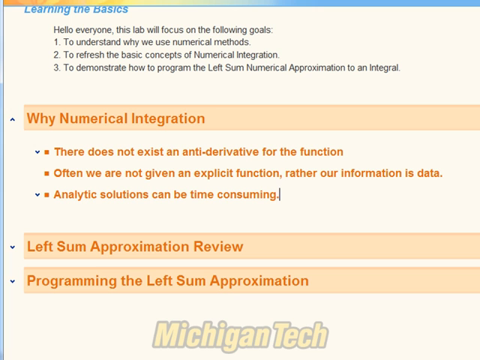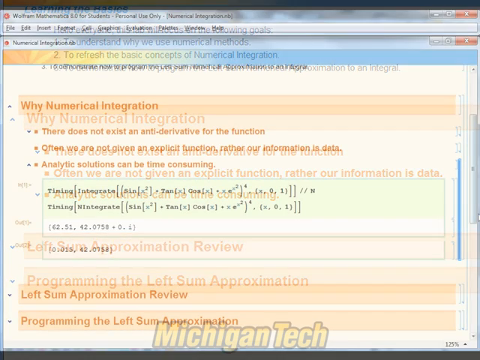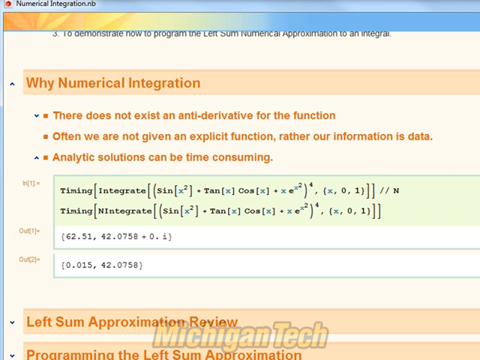So the third reason for using numerical integration is that analytic solutions can be time-consuming. Below, I've calculated the integral using both the analytic Integrate command, as well as the numerical NIntegrate command. Using the command Timing, we can see how long each process takes. Note the time difference shown below. Now, while you may not think that 62.5 seconds is that extreme, understand that in a more complicated real-life problem an integral like this may have to be calculated 100,000 times or over 100,000 different intervals. In this case, numerical methods clearly have value.